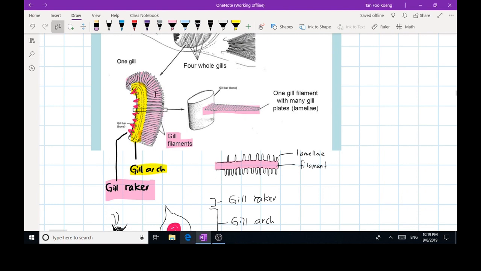This thin sheet of structure, normally red or dark red in color, is the gill filaments. Basically gill filaments look something like this. They are just flat, but if you look at them using a microscope perhaps, you will find some tiny structures which protrude out of the surface of the filament, and these are known as the lamellae. Lamella is singular, lamellae is plural.